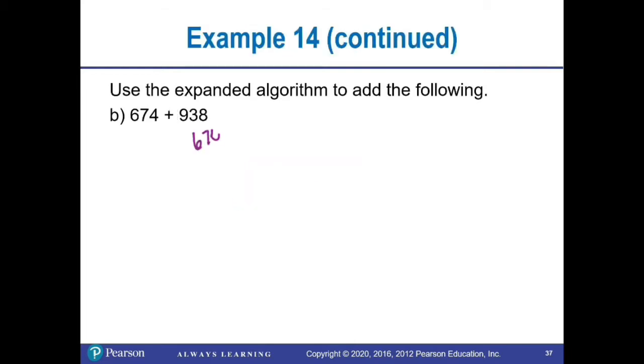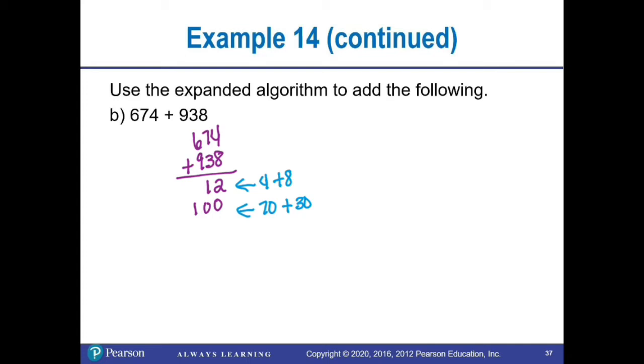Now we have 674 plus 938. Again, we're going to use the expanded algorithm to add. Start with your ones place. 4 plus 8 is 12. Then move to your tens place. The 7 represents 70. The 3 represents 30, and 70 plus 30 is 100.